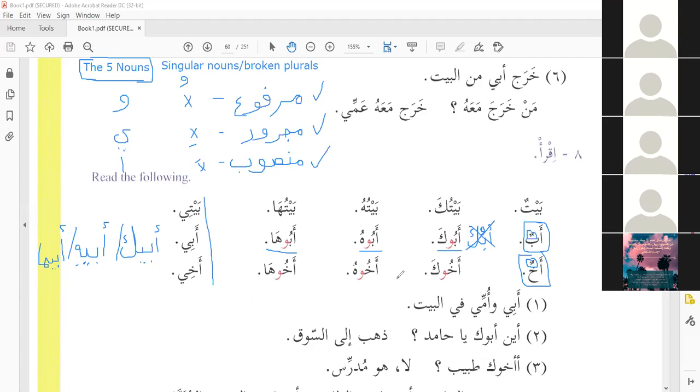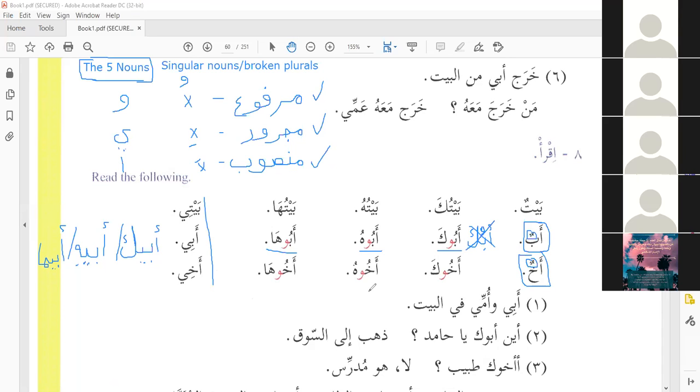Okay, that's the idea. The same goes with akhun. If it's not mudaf, if it's not possessed, then we treat it just like any other noun: akhun, akhan, akhin. However, once we add a possessive pronoun and it becomes mudaf, we now have to make it manifest its grammatical case, not with a haraka, but with a letter. Akhuka, akhuhu, akhuha.